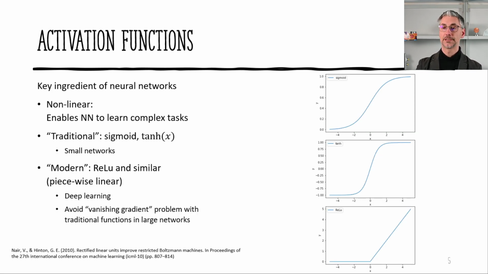So there are a number of activation functions. In biology there's one specific one, but now that we move to artificial neural networks we have a choice and we need to determine how they are. The key thing about these activation functions is that they're non-linear, and this enables neural networks to learn complex tasks. Previously, for old people like me, it's the traditional sigmoids and tangents that we grew up with. The more modern ones are ReLU and similar ones.